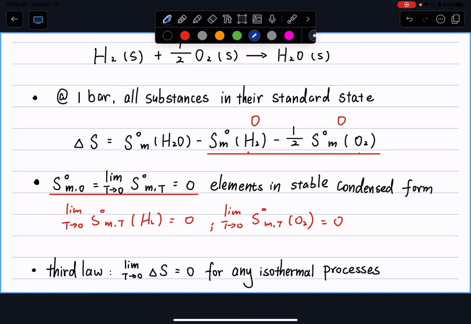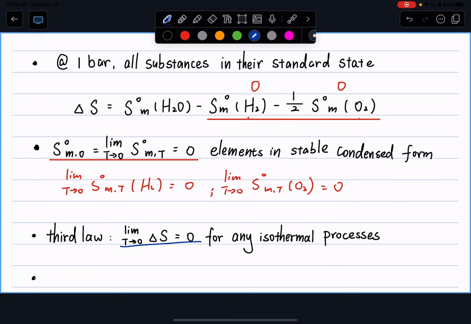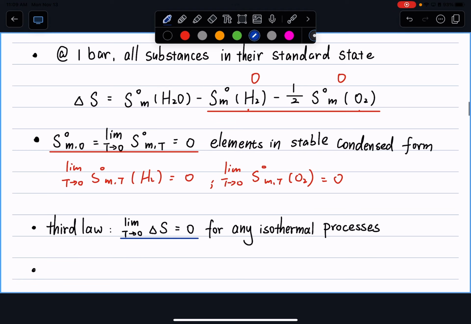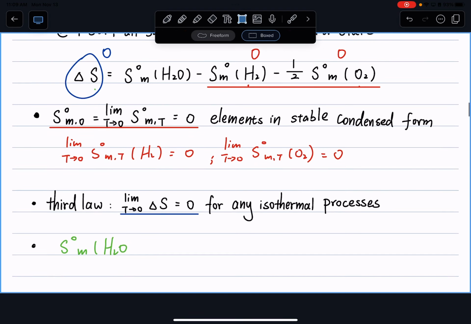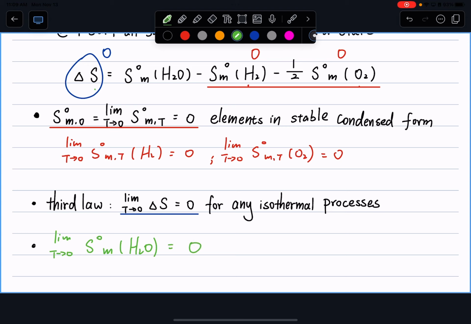And then we're going to use our third law of thermodynamics. So we have the delta S for any isothermal process when your temperature is approaching 0. Your delta S for the process equals 0. So in this case, what do we have? This delta S equals 0. And naturally, using these two relationships together, we have the standard molar entropy of water when the temperature is approaching 0 also equals 0.